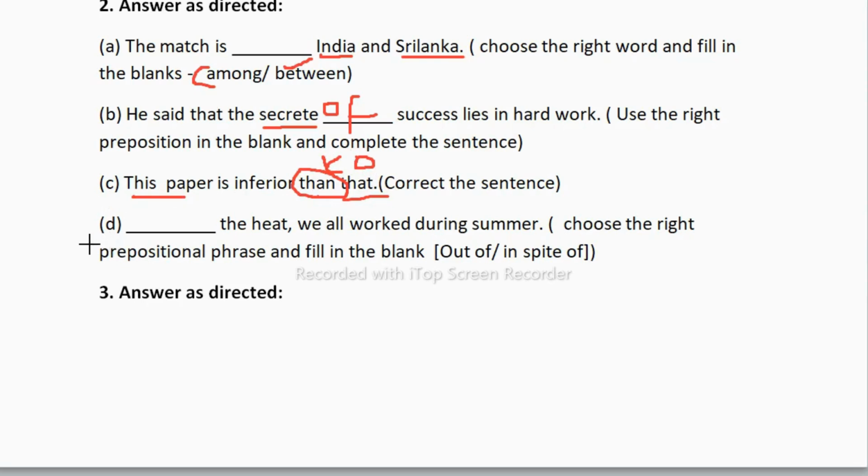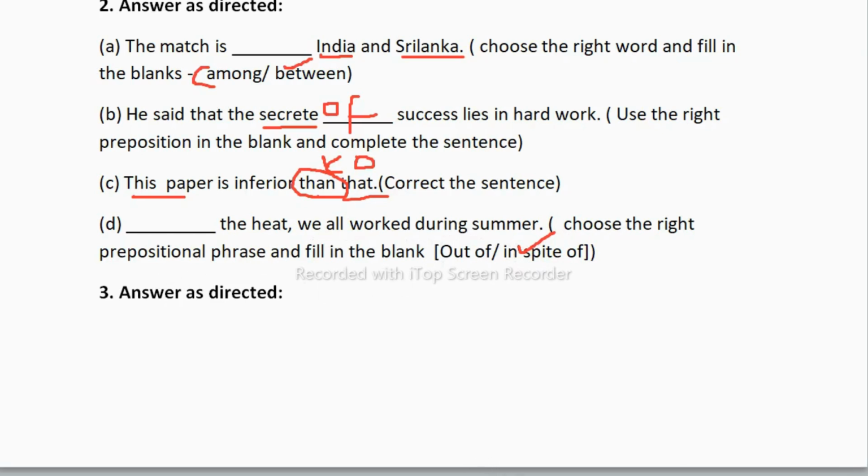Now let us see the D1. Dash the heat, we all worked during summer. Choose the right prepositional phrase and fill in the blanks. Here, out of or in spite of? In spite of. In spite of the heat, we all worked during summer. Even though there was heat, we all worked during the summer. This is the correct answer.